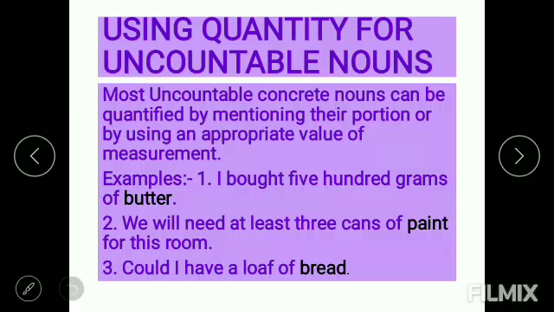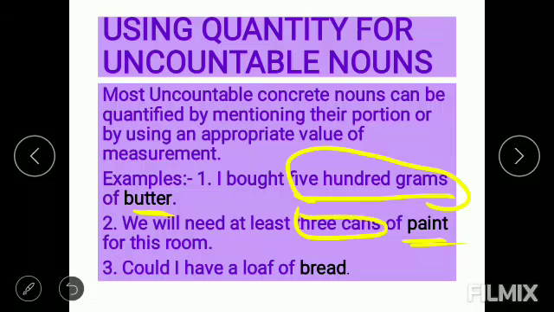So here we have written the measurement, and butter is an uncountable noun. We can't count butter, but we can measure it, right? So here 500 grams is the quantity of the uncountable noun. Second, we will need at least 3 cans of paint for this room. Paint we can't count, but here 3 cans is written, so we are measuring the paint in cans. So this is the quantity for the uncountable noun.